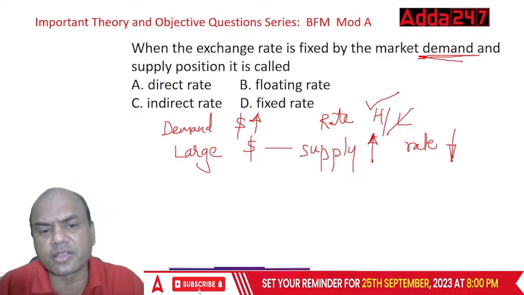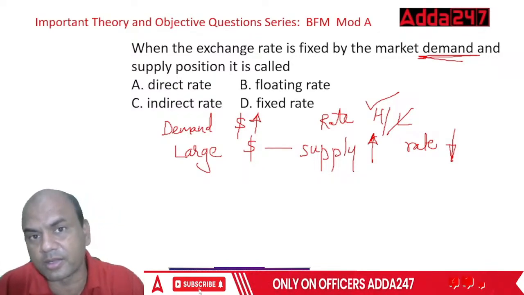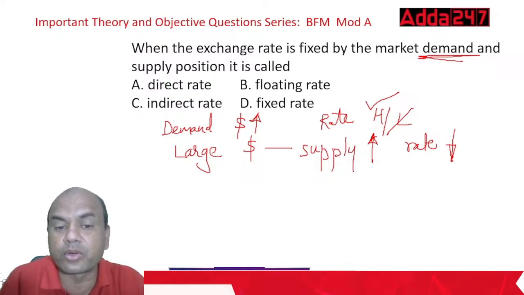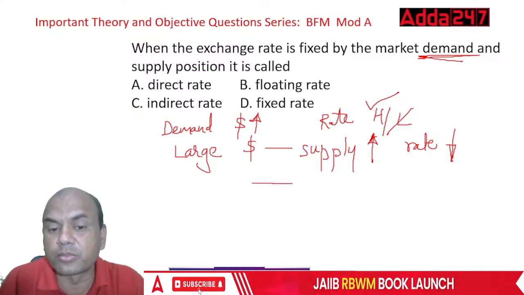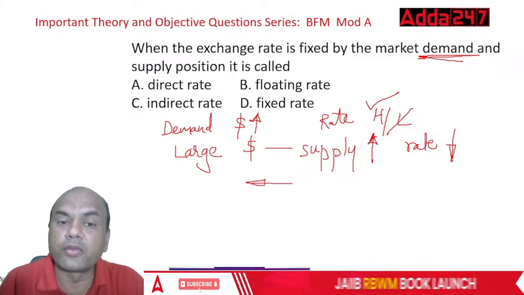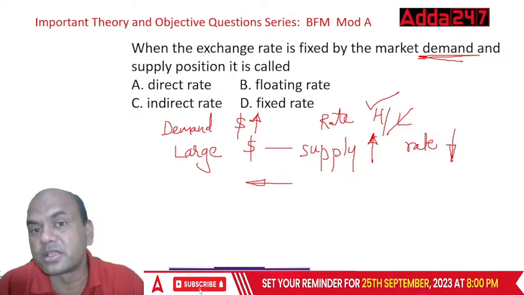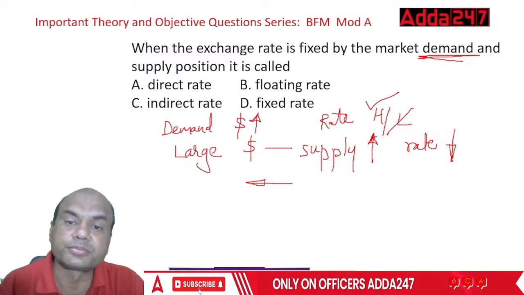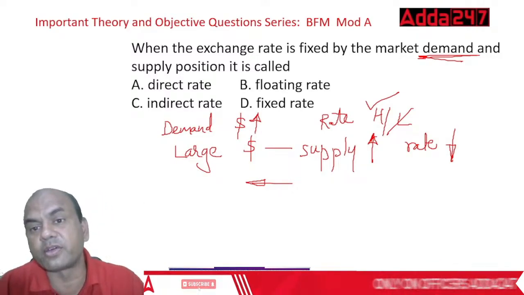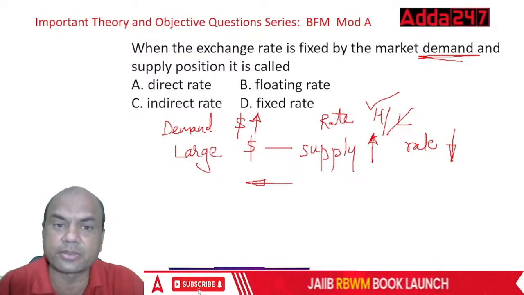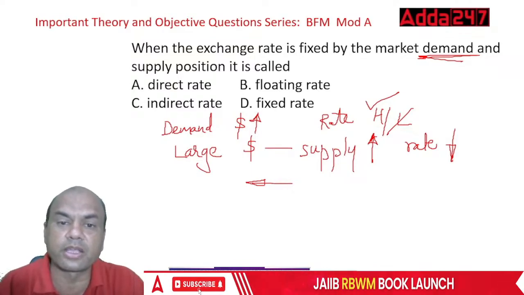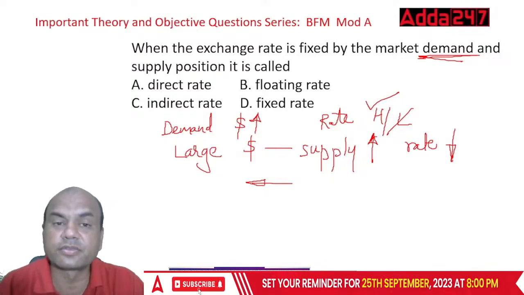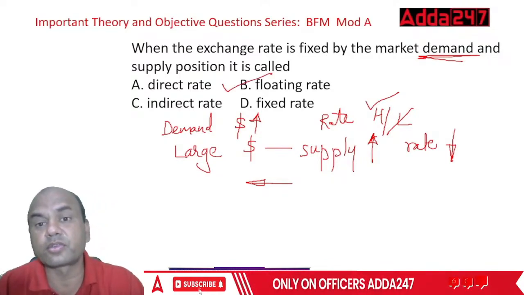And vice versa. If all the investors are moving out of the country, so dollars are moving out, what happens? There is less supply of dollars in this country. Then the rate will go up. So what is this actually called? Whenever it is decided by this demand and supply position, what is it called? Direct, floating, indirect or fixed rate? It is called floating rate. Correct? It is called floating rate.